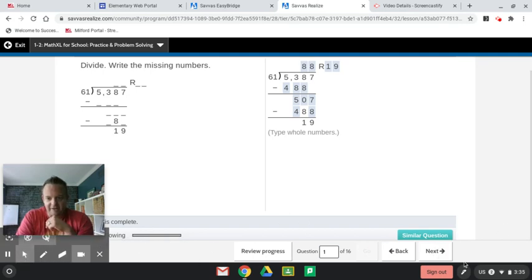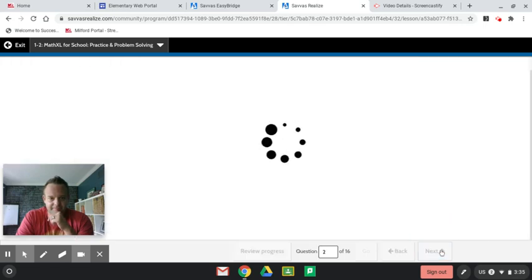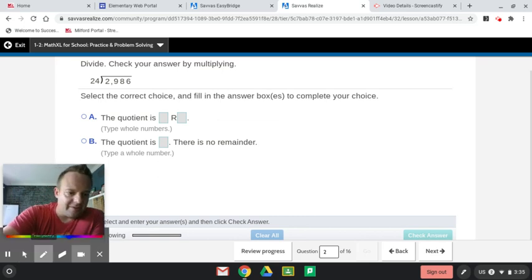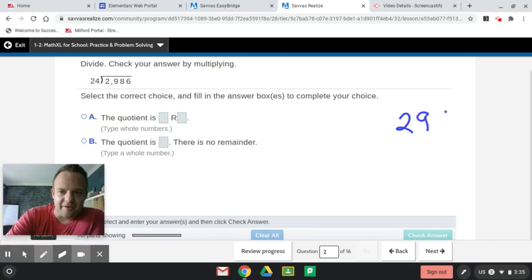See what we have here, guys. Divide. Check your answer by multiplying. Yeah, that's a great way. You see, you take the quotient times the divisor and you'll get the dividend. So here we go. Let me just walk you through how to do this. Yours will be a little different.